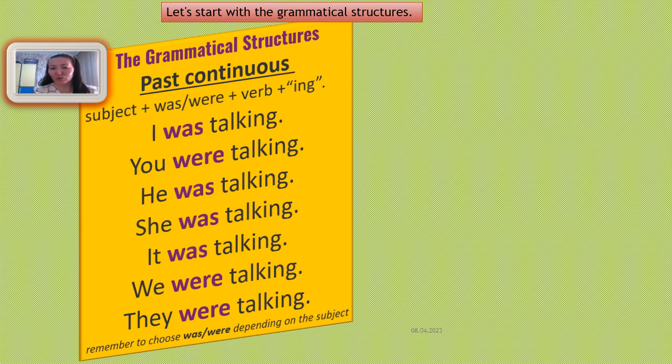Let's start with the grammatical structures. Past continuous. Subject plus was, were, plus verb, plus ing. I was talking. You were talking. He was talking. She was talking. It was talking. We were talking. They were talking.